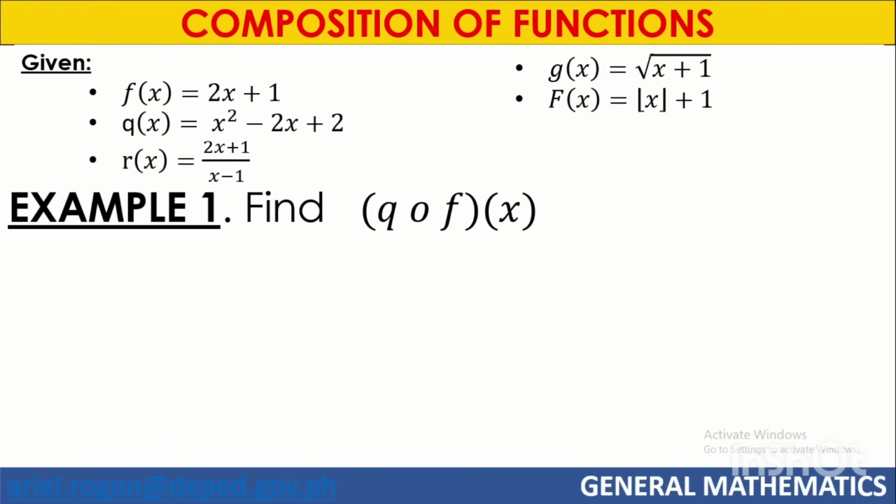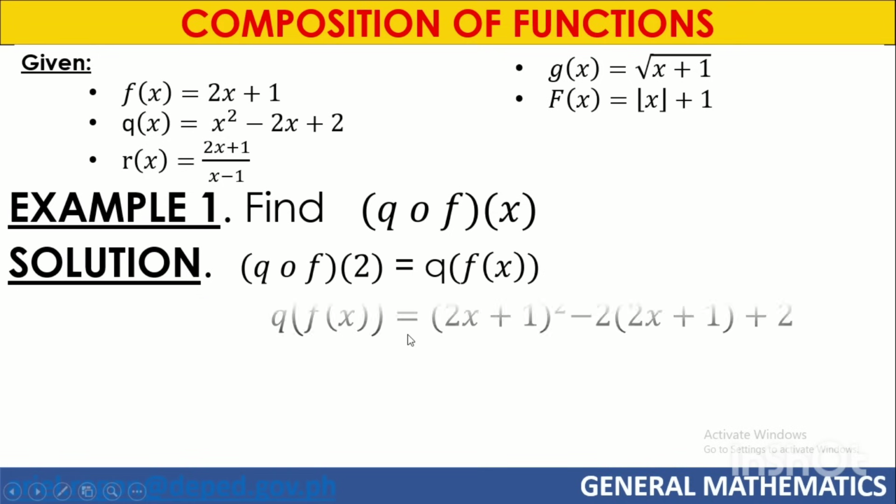The composition of q with f of x. Okay, so therefore, given q of x, which is x squared minus 2x plus 2, we replace all the values of x by f of x. So, papalitan natin ang mga x sa q of x ng f of x. Ano ba yung f of x? That is 2x plus 1. So, (2x plus 1) squared minus 2 times (2x plus 1) plus 2.